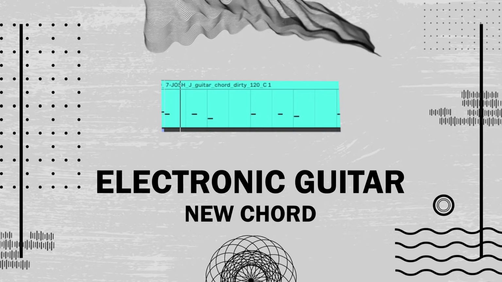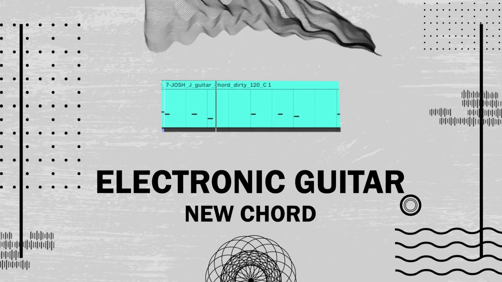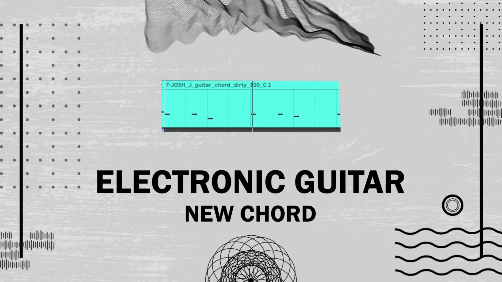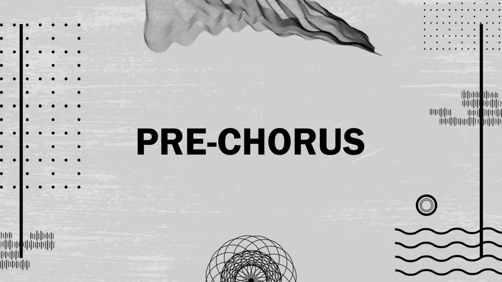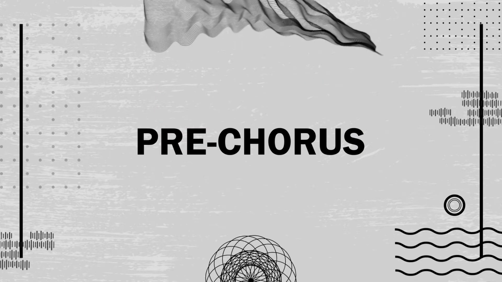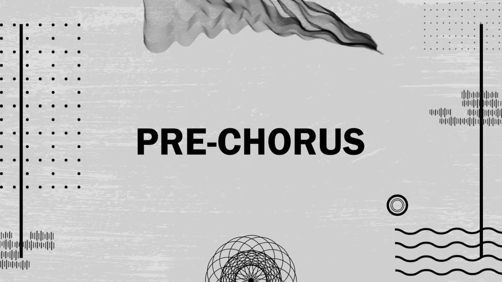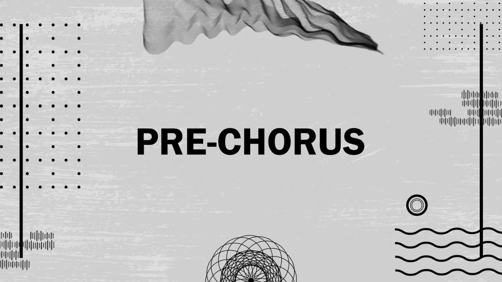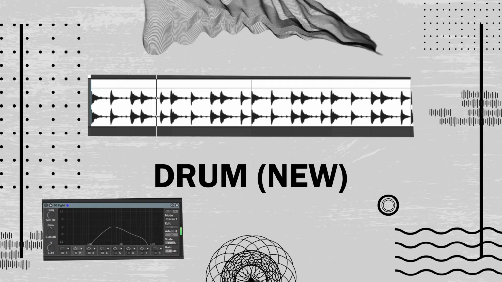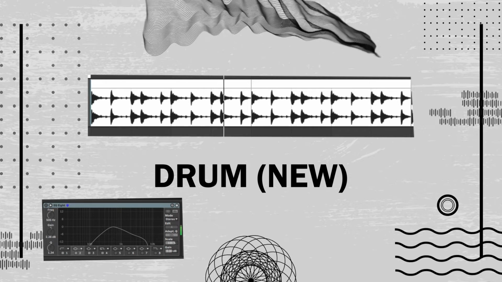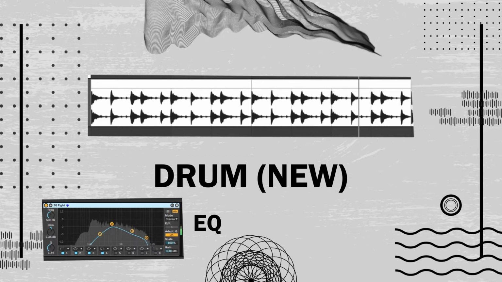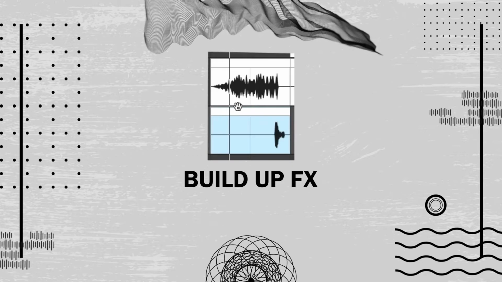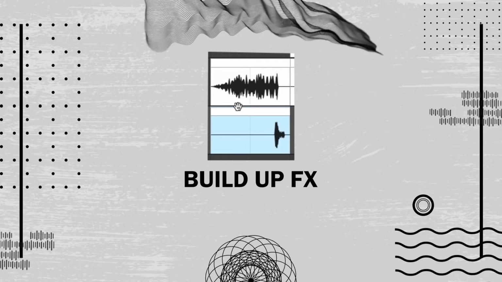I change the chord for the electronic guitar. Pre-chorus. I change the drum for this part. Instead of 808, I change it to live drum. And EQ it. And I add some FX or sound effect before the chorus drop.